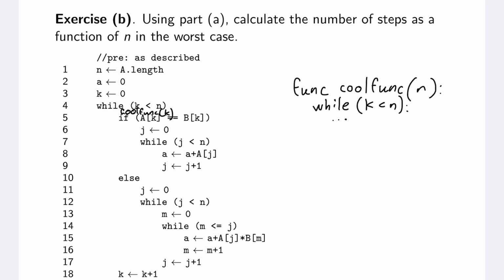Also, be very careful about parameters. I passed k to cool func. So this function's n is different from the outer function's n, and its k is different from the outer function's k. You know all this. You've programmed before, but it can really still trip you up while you're doing this new thing of analyzing the number of steps in a program.